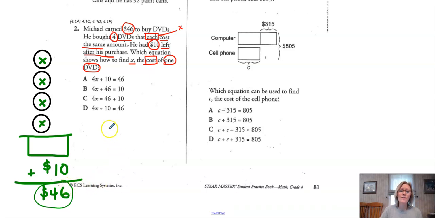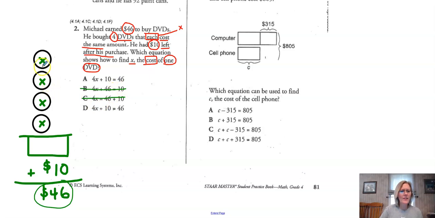So if I come over here, I need to eliminate anything that doesn't equal $46 in the end. And see how this one equals 46? Well, I'm gonna keep it in the running. But these don't. In the end, I have to still have $46. That's all the money that I have. So I'm going to get rid of the two things that don't make sense for my answer. So narrowing down your answer choices is important.